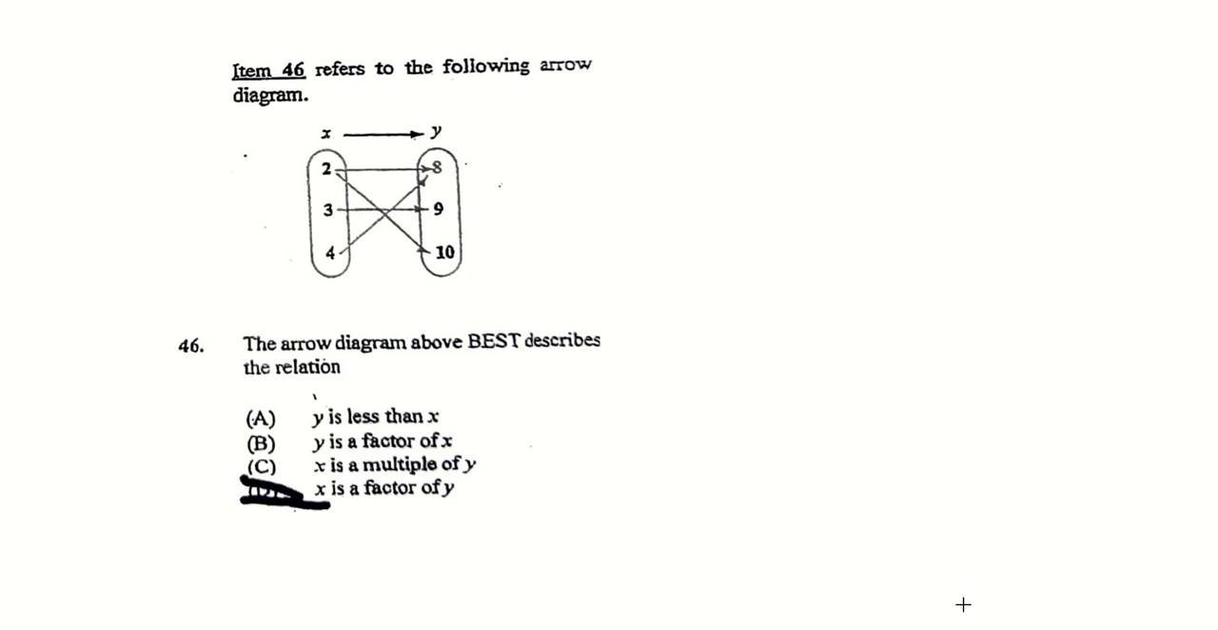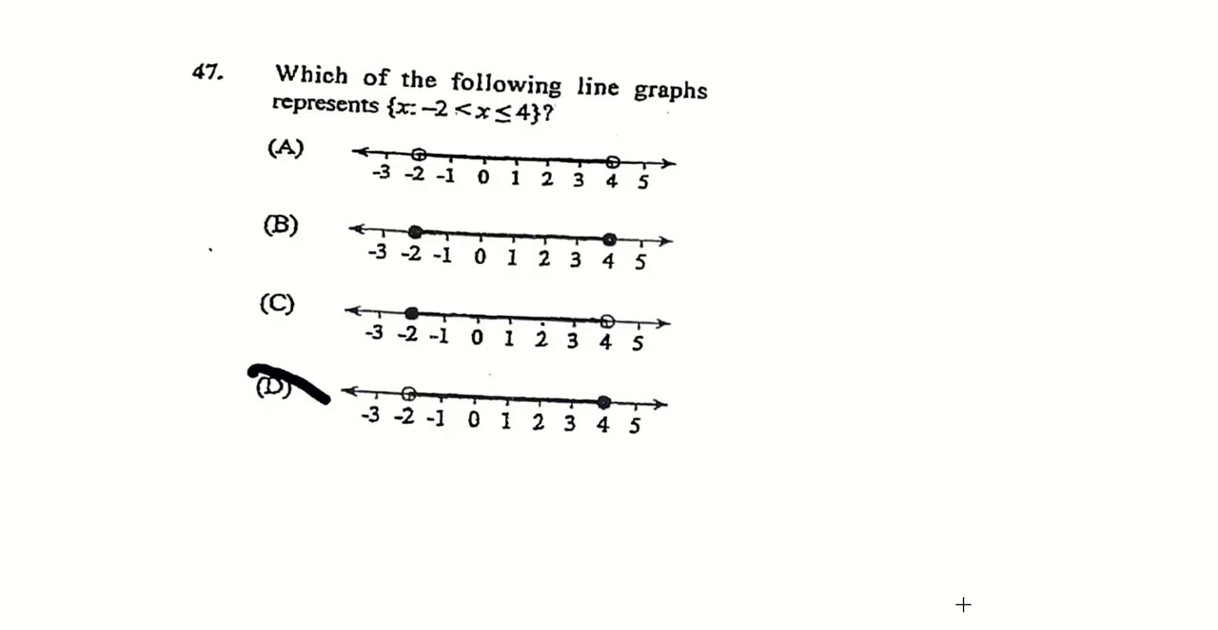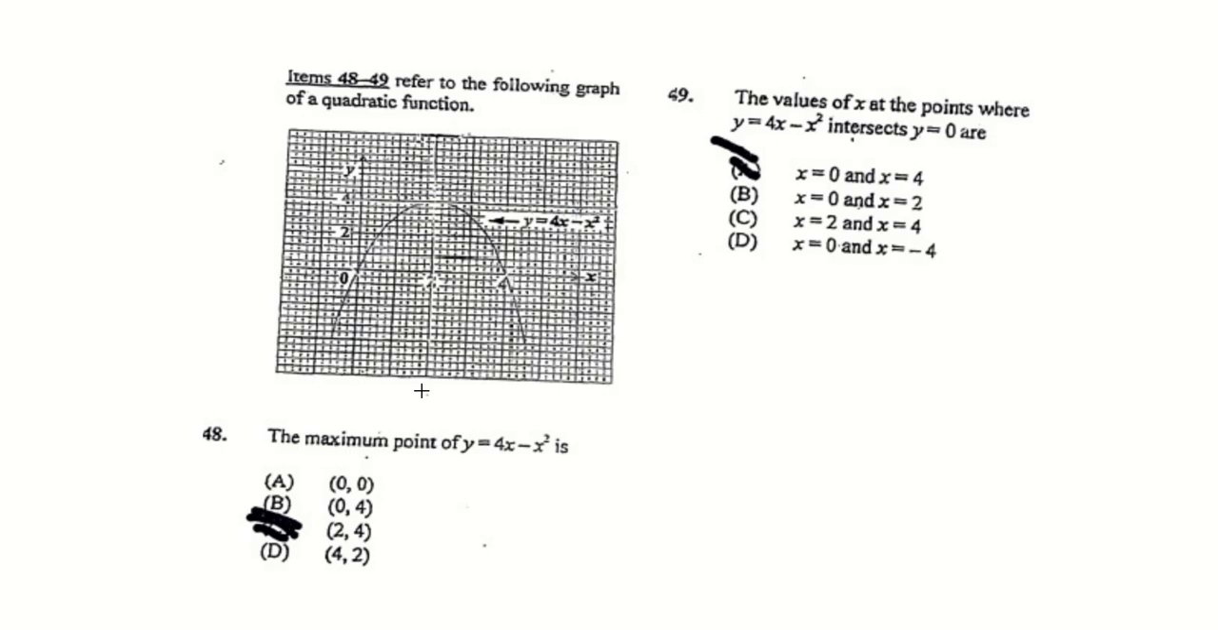The only part with number 46, it is very tricky. You need to read carefully, right? Number 47, we did this question. This is one of the first questions in January 2025. We saw that x is equal to 4, but x is not equal to negative 2. So the circle above negative 2 should be a circle, right? Should not be a colored circle.